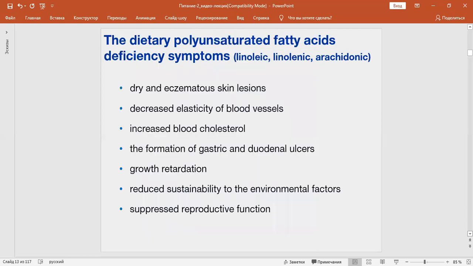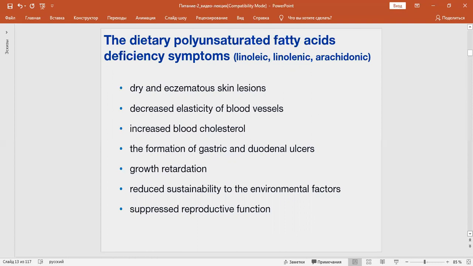The next cause of deficient nutritional status is the deficiency of dietary polyunsaturated fatty acids, in particular linoleic, linolenic, and arachidonic acids. Their functions and sources we considered in detail in the first lecture about food hygiene, in section 1.3. Now, let's consider symptoms of their deficiency.